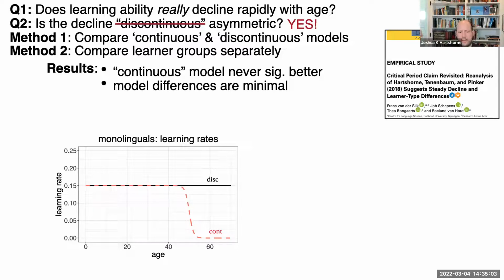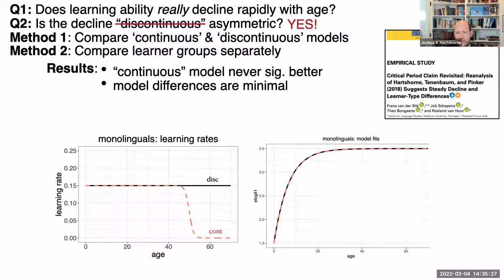But the thing is that monolinguals have hit ceiling well before the age of 50. It turned out the way that they had designed their model, it required for the continuous model, but not for the discontinuous model, a drop at some age. And 50 is the latest it can have a drop. So that's why it finds the drop at 50.